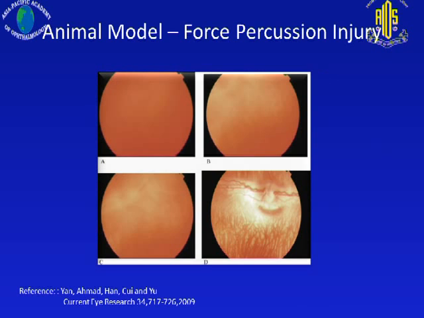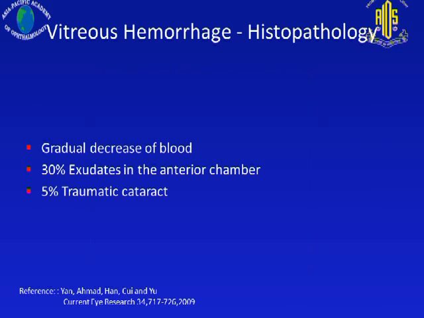Here is again the picture just after the forced percussion and 2 months after, the gradual absorption of the vitreous hemorrhage. What were their observations? Well, there was a gradual decrease in the blood, and they also discovered that the presence of blood indicated there were some exudates in the anterior chamber, and of course with the injury 5% of the rabbits developed a traumatic cataract.